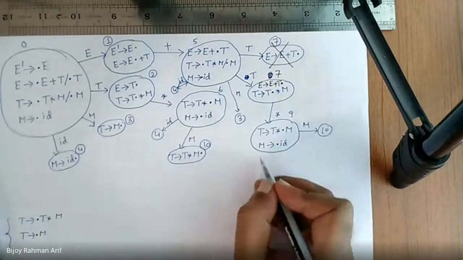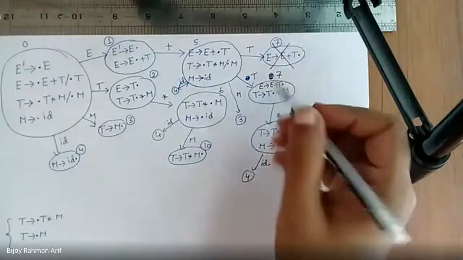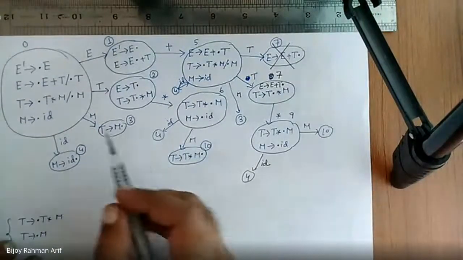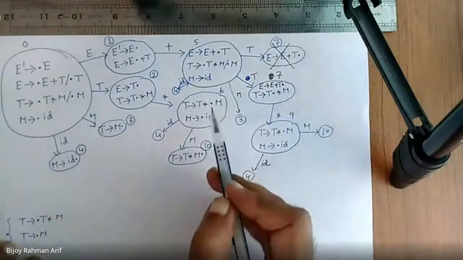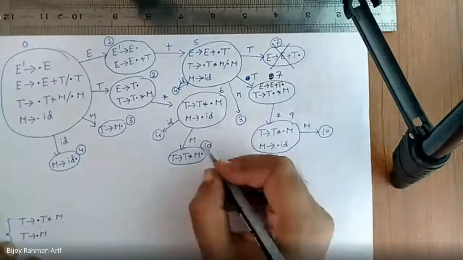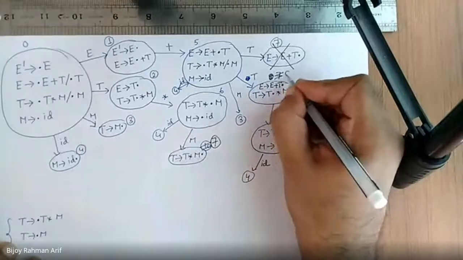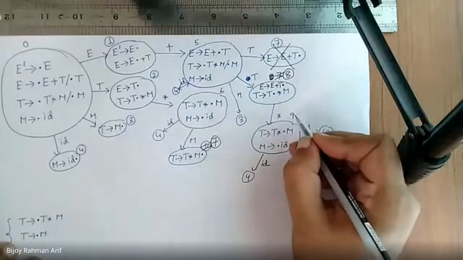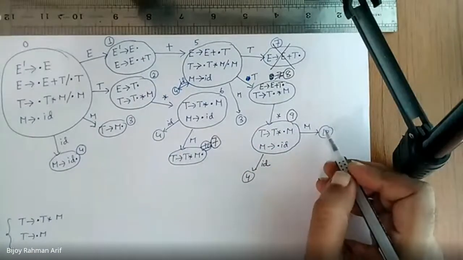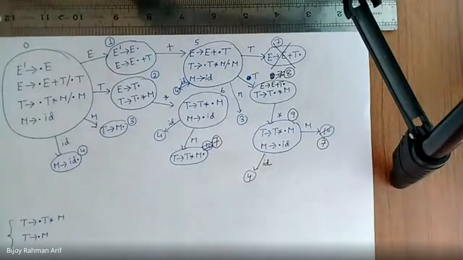All right. E derives T and star T, M and ID. So that's it. The number is not important, but it is better to give serial numbers. In this case, I did not give serial, but we can change it. So let's give 0, 1, 2, 3, 4, 5, 6, 7, 8. All right. So this is the state transition diagram we have done.